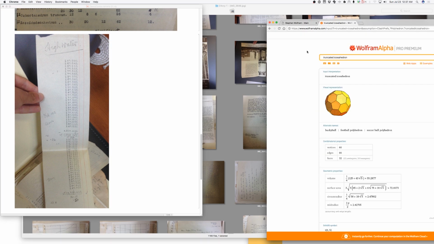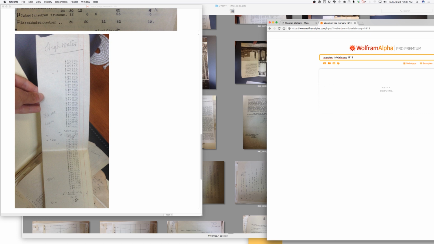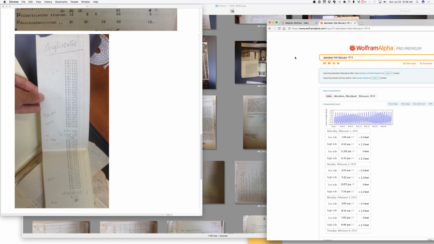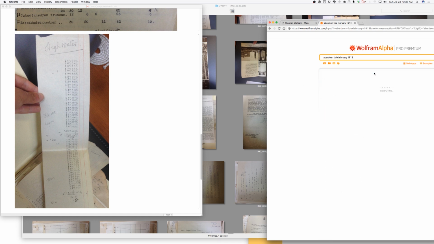Let's get up Wolfram Alpha. So this must be in Aberdeen. Tide. Let's just say February 1913. Can we do it? We're thinking, we're thinking. Aha! Oh, this is so cool. Oh no, but wait a minute. Aberdeen, Maryland. That's no good. Wrong continent. Oh, Aberdeen, United Kingdom. There we go. Let's try this.